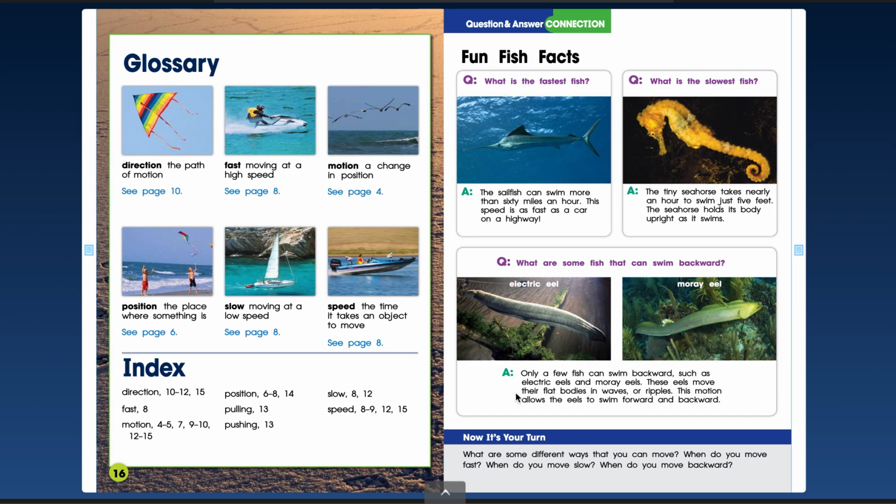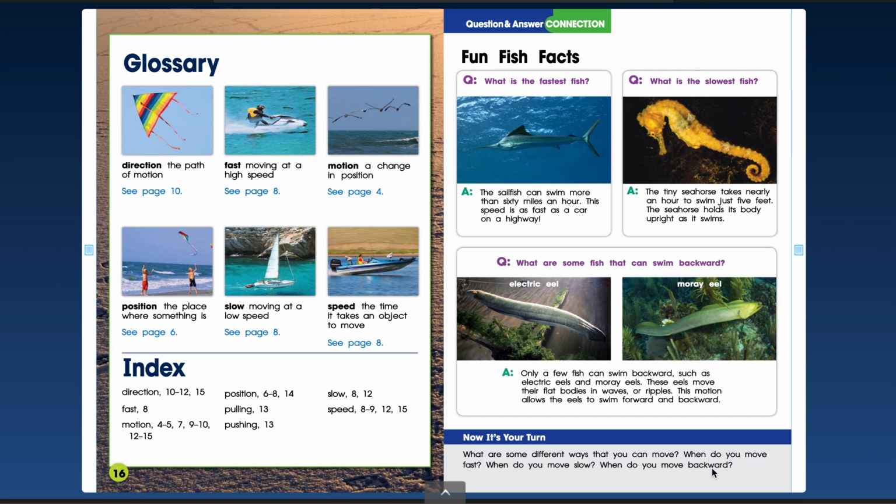These eels move their flat bodies in waves or ripples. This motion allows the eels to swim forward and backwards. Now it's your turn. What are some different ways that you can move? When do you move fast? When do you move slow? When do you move backwards?